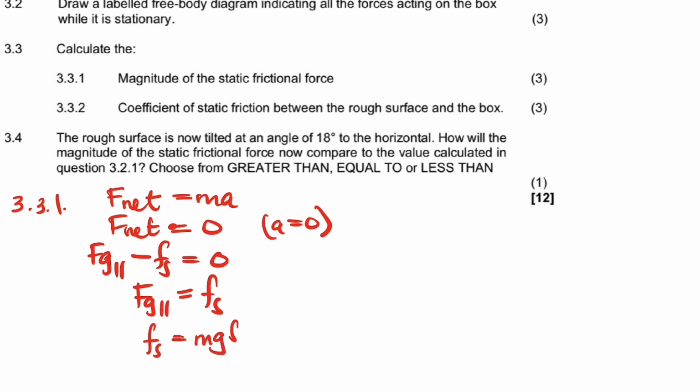FG parallel is going to be mg sine theta. So the mass here is 75 kg times 9.8 times sine of the angle. What is the angle? It's 23. So 75 times 9.8 times sine 23 degrees.